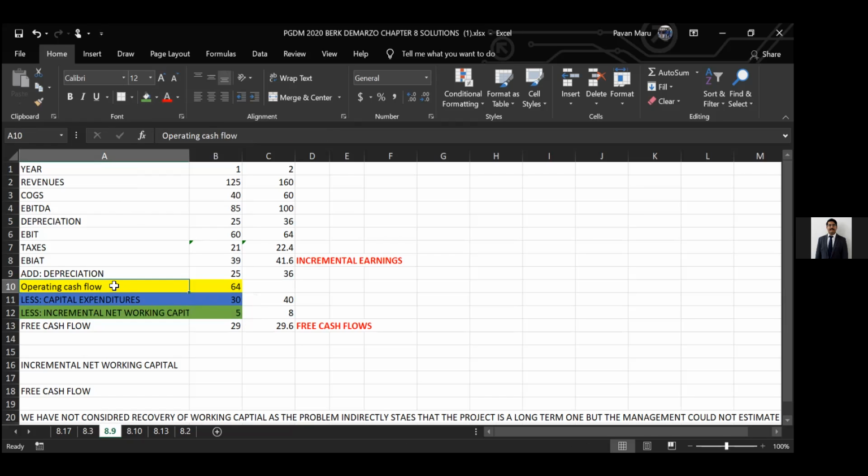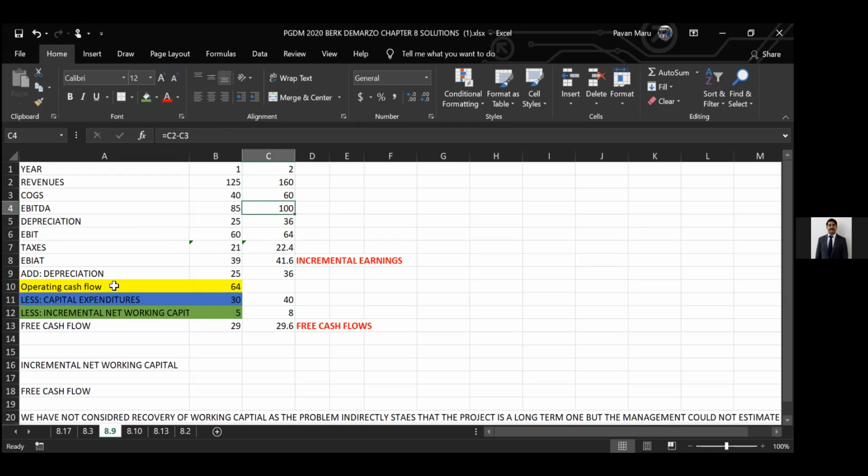So your operating cash flow is 64. You remove capital expenditure, that is the money that you had put in, and you remove the extra money you had to put in for the business to function. So this is your free cash flow that you can distribute to the shareholder. Cool. Now you look at it for the second year.